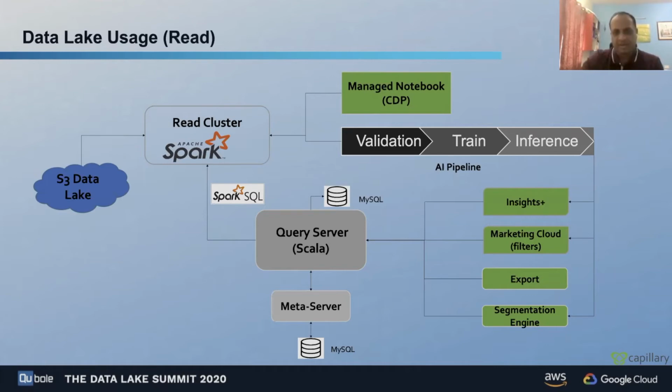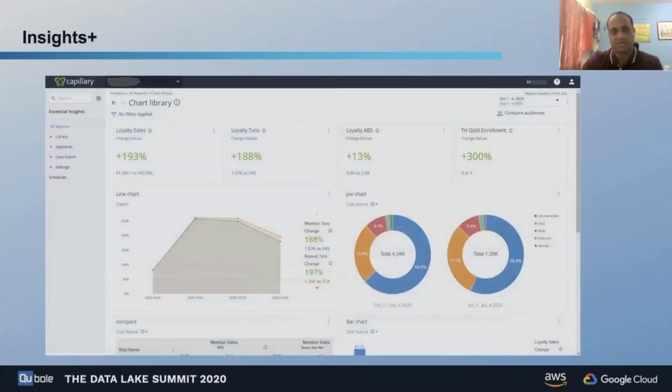So having given a little bit of context about the ETL or the data pipelines and then about the read use cases, let me go through quickly a few of the screenshots of the product. The first one is the Insights Plus product, as I mentioned, a business intelligence tool, which is essentially for any user. They can create their own charts. They can compare the KPIs across different time segments, or across different customer segments and stuff like that. It provides a library where you can either use the standard reports out of the box, or you could create your own charts and reports as well.